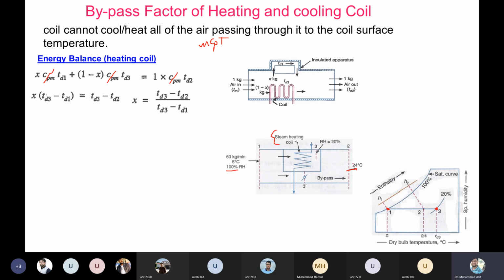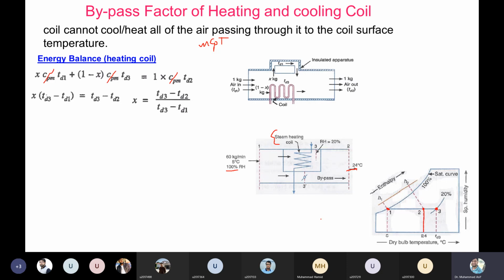So we know the T2 temperature is 24 degrees C. So we can locate that 24 degrees C. That means this is the complete process. And 3 is basically the surface temperature of the coil. We don't know that temperature, right? It's not mentioned. So let's say that's TD3, the surface temperature of the coil.